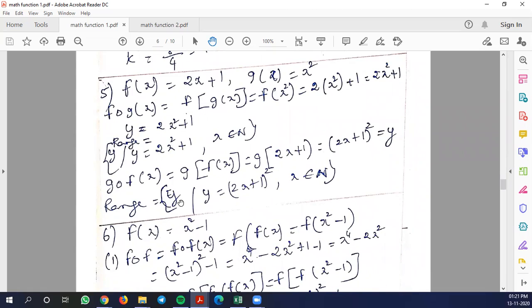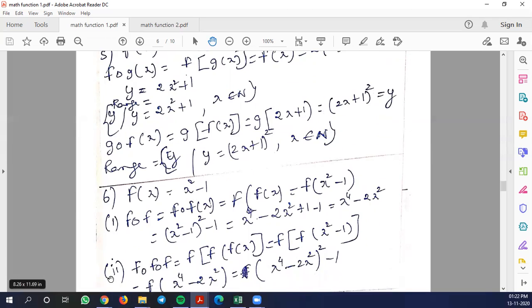Then G of F, that is G of F of x. G of, what is F of x? 2x plus 1. Now this full term is x. Now G of x is what? X square. Here you have to substitute this one. This is our x. 2x plus 1 the whole square equal to y. So we are taking this one as y. So the range is y such that y is equal to 2x plus 1 the whole square, x belongs to N. That's all, very easy.